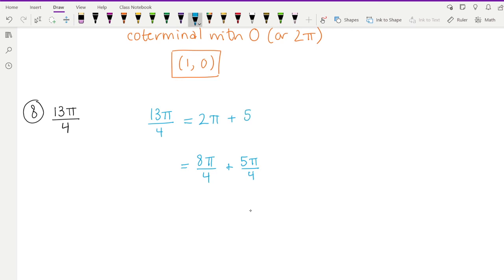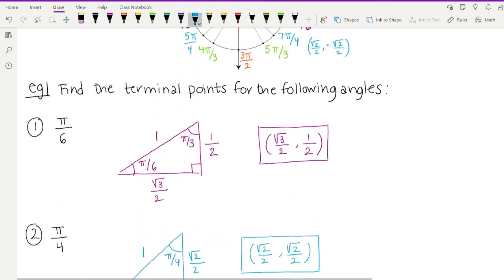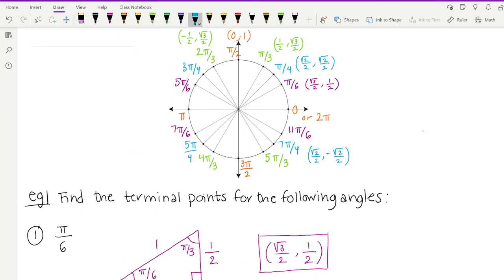So it's equal to 2 pi plus 5 pi over 4. And so that tells us that this angle is going to be coterminal with 5 pi over 4. What is this angle going to look like? Well, it's going to be going all the way around. That would be 2 pi. But then we're going to keep going to an angle of 5 pi over 4. So we did 2 pi plus 5 pi over 4.